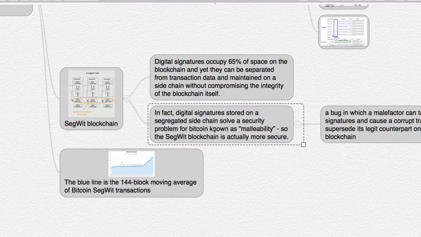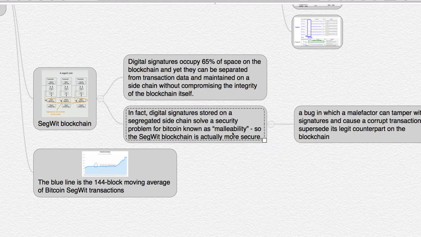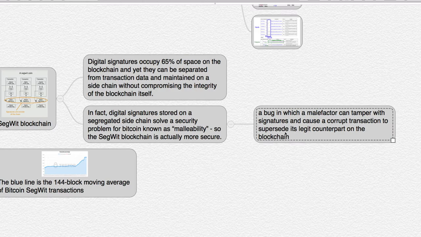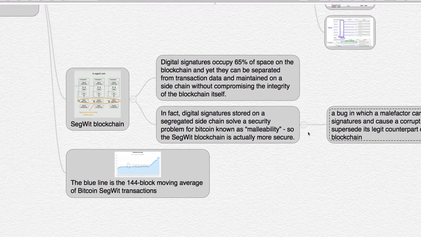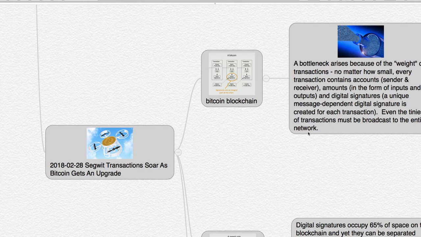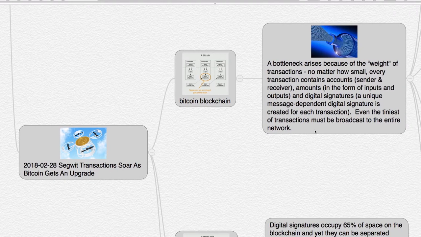It also happens to solve a particular security problem, which is known as malleability. Malleability on the blockchain is just a bug in which a malefactor can tamper with signatures in such a way as to cause a corrupt transaction to supersede its legit counterpart on the blockchain, as long as he does it in time before that transaction is confirmed. So with those problems solved, the Bitcoin software upgrade is a significant advance for Bitcoin.